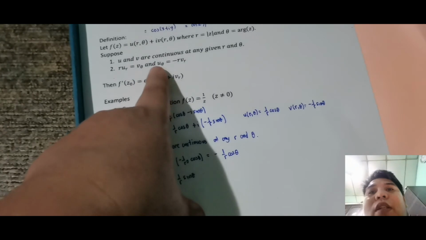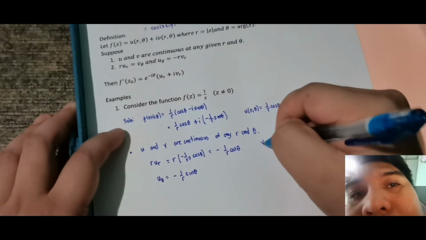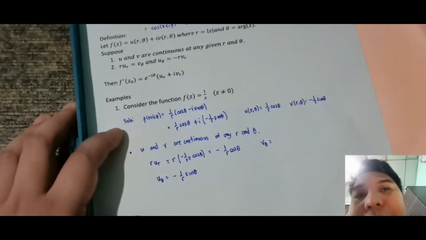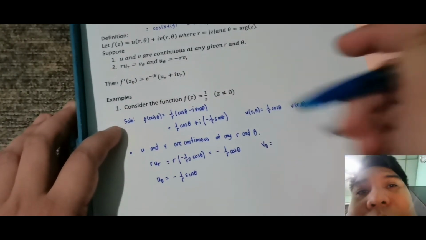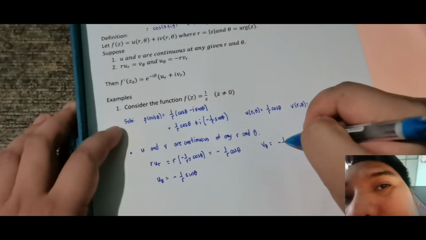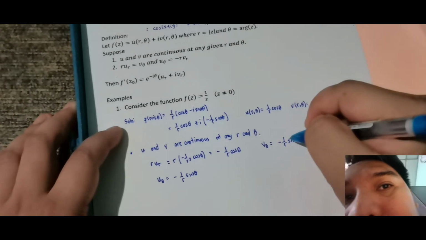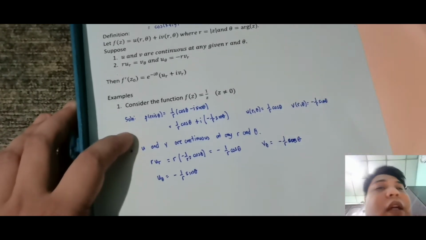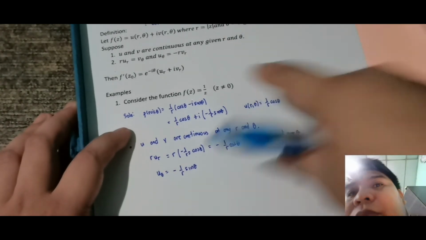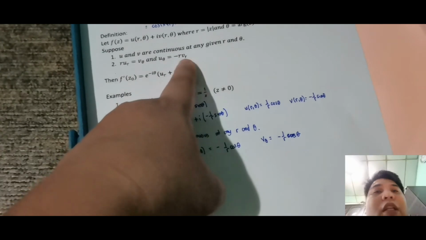Next, kunin natin yung partial of v with respect sa theta. Okay, so partial of v with respect sa theta is equivalent to ito yun. So with respect sa theta, derivative ng sine is cosine, so walang negative na mangyari. So this is negative 1 over r cosine theta.